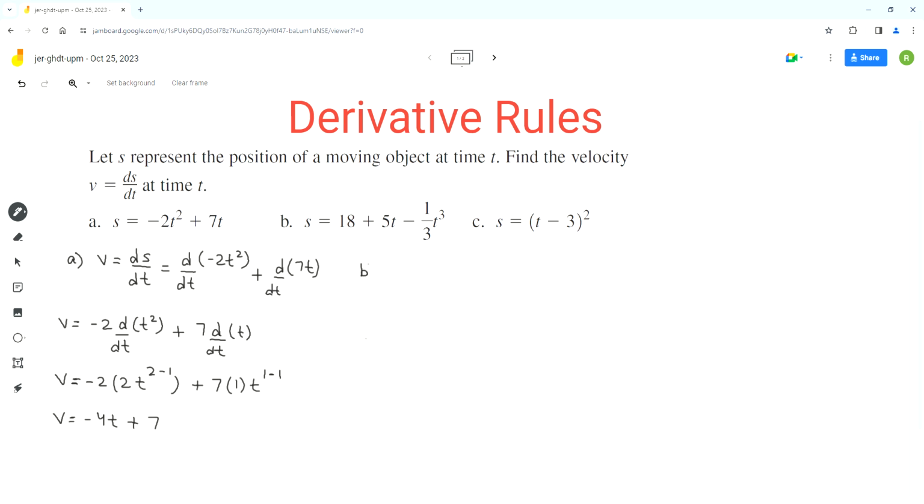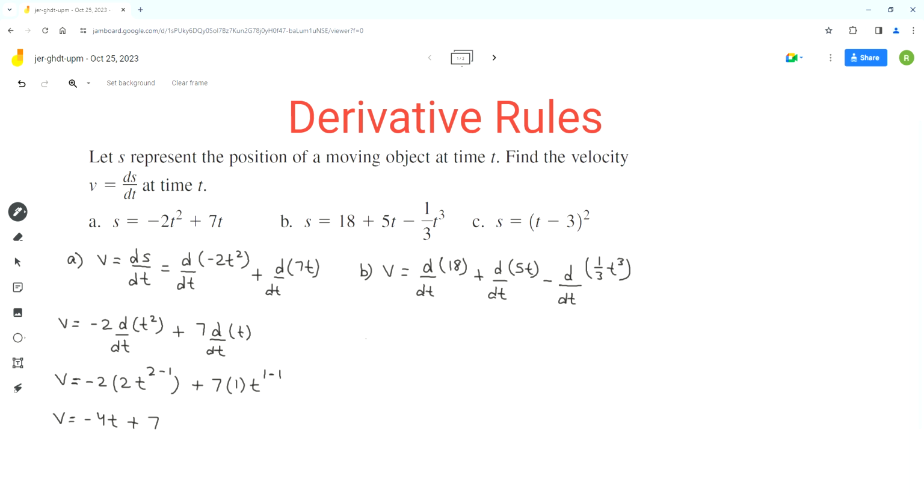Now we can analyze part B. We'll start by writing the derivative expression for this position function. So v equals, this expression contains three terms, so we'll have to find the derivative of each of these terms. We can start with the derivative of 18 over dt, plus the derivative of 5t over dt, and then minus 1 over 3 t cubed over dt.